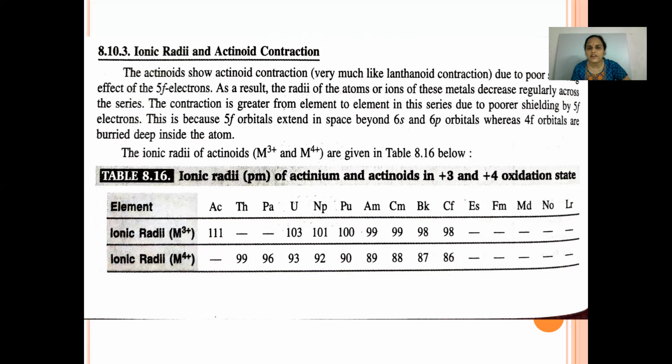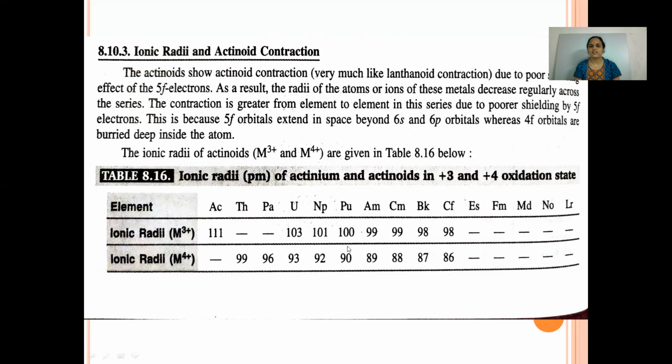As a result, the radii of the atoms or ions of these metals decrease regularly across the series. The contraction is greater from element to element in this series due to the poorer shielding effect of 5f electrons. This is because 5f orbitals extend in space beyond 6s and 6p orbitals, whereas 4f orbitals are buried deep inside the atom. So you can see the ionic radii of actinoid elements here also.